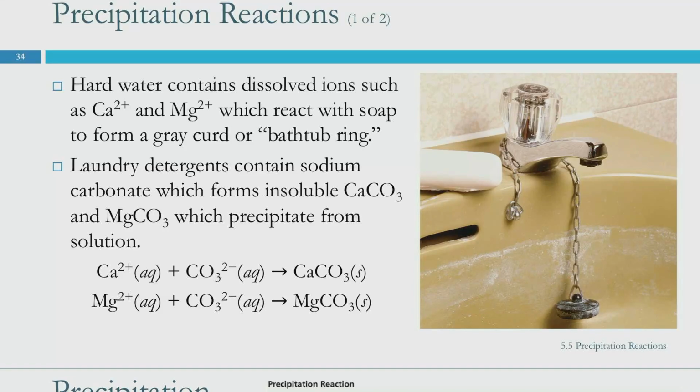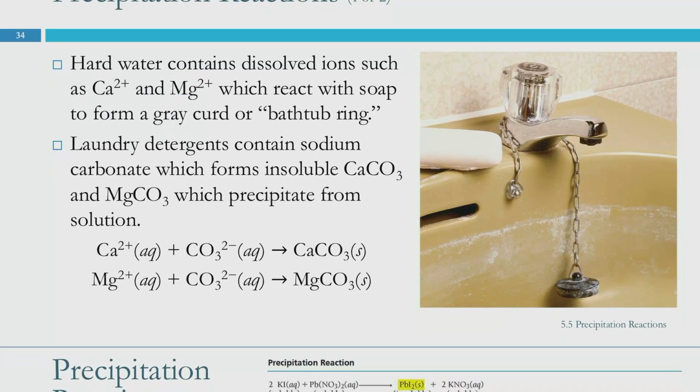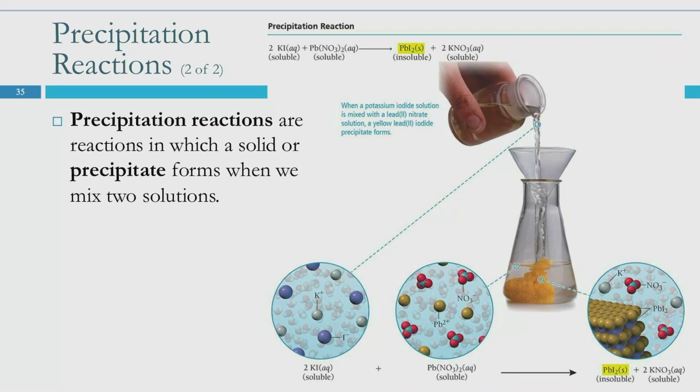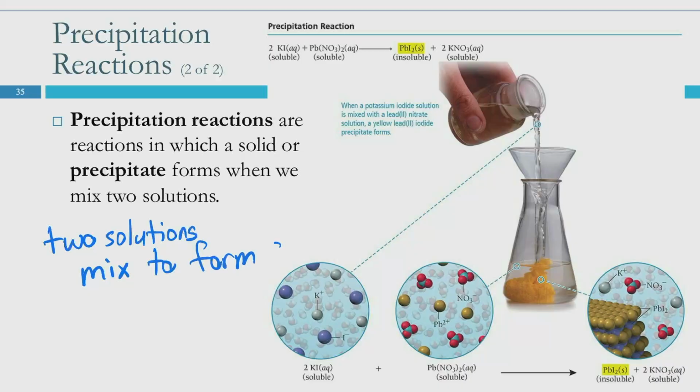So it has some water softening agents. That's all water softening agents are. They pull out these hard water ions like calcium and magnesium. It pulls them out as a solid, which we call a precipitate. So precipitation reactions, our definition: a solid forms when we mix two solutions or more. So two solutions mix and form a solid. The solid is the precipitate.